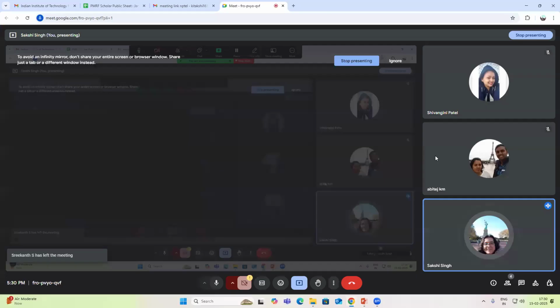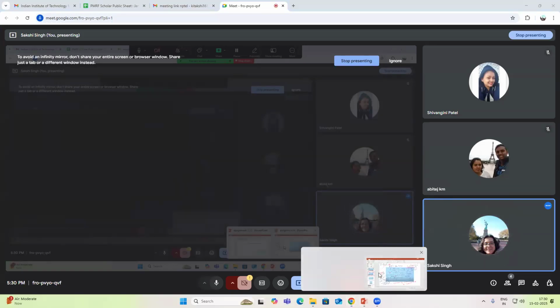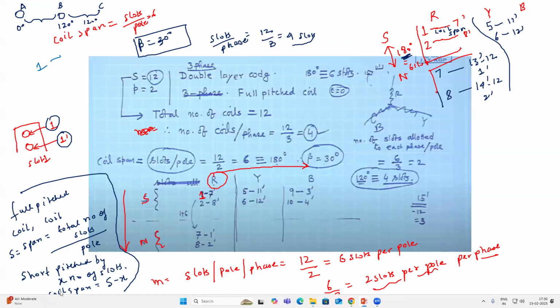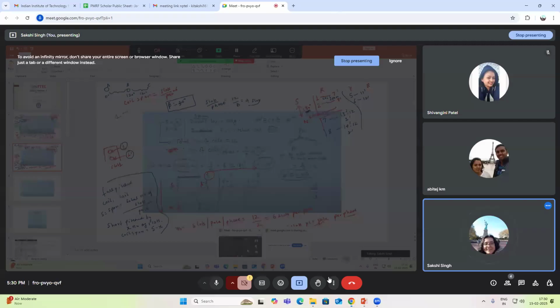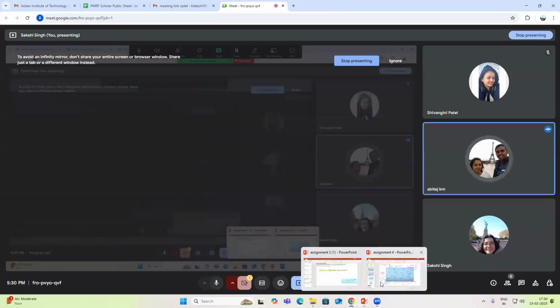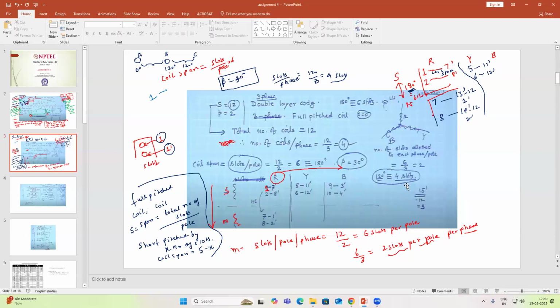Is this clear, Shivankiri, Abhitej? If there is any doubt anytime, please ask, okay? Because this is very important. It's clear, right?